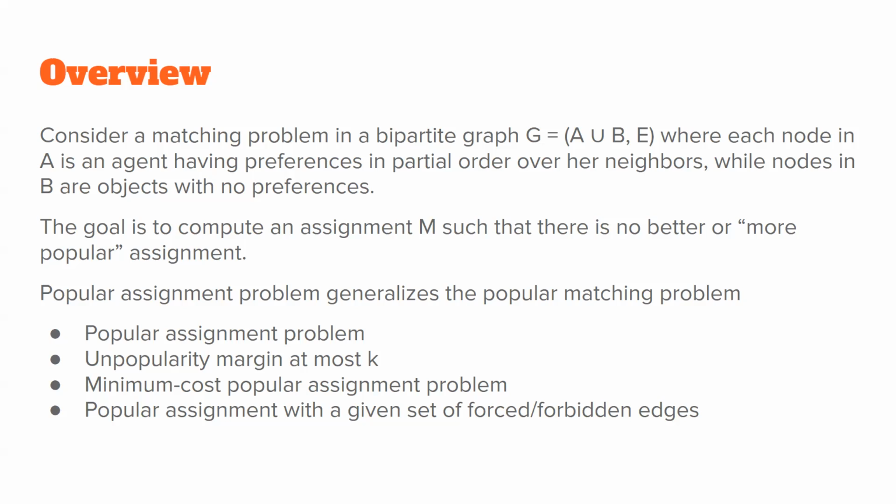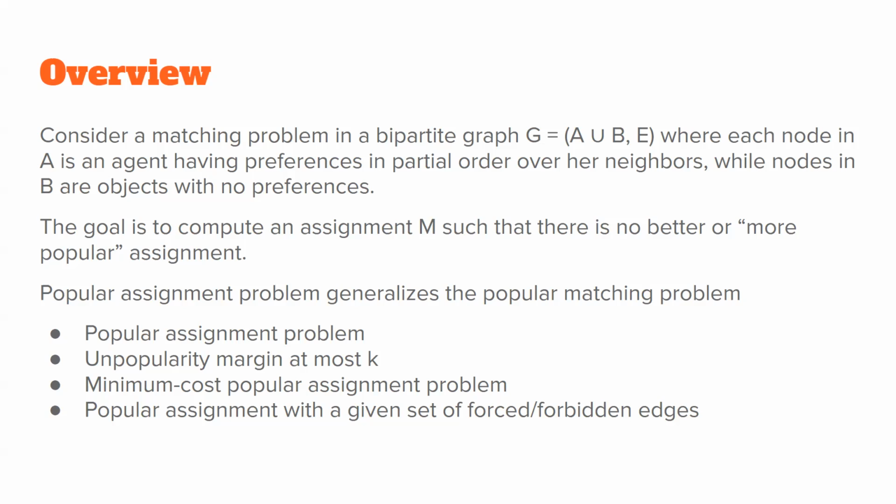By filling G with dummy agents and artificial objects, we can assume that G admits a perfect matching, which is an assignment. An algorithm for the popular assignment problem also solves the popular matching problem. So by augmenting the given instance with the artificial worst choice objects and some dummy agents, we can construct G prime such that G admits a popular matching if and only if G prime admits a popular assignment. Thus, the popular assignment problem generalizes the popular matching problem.